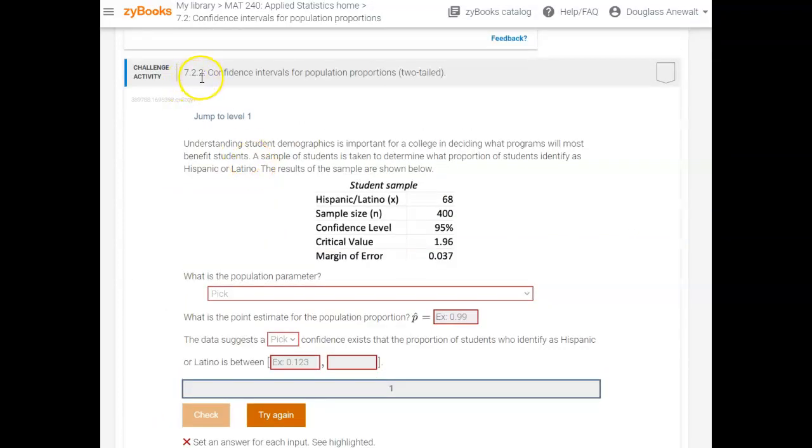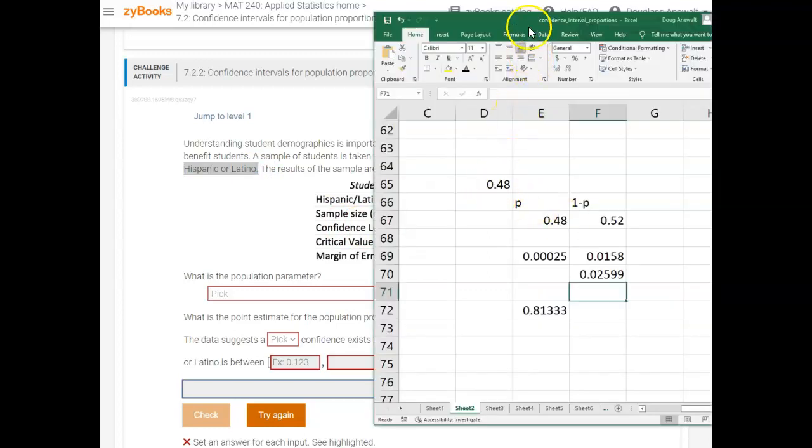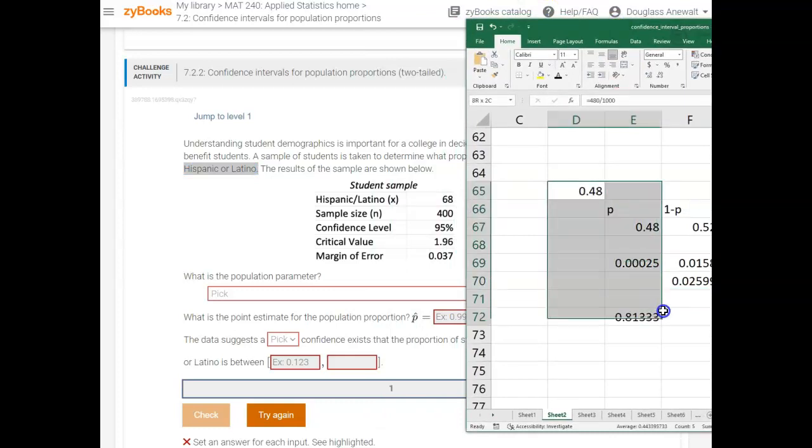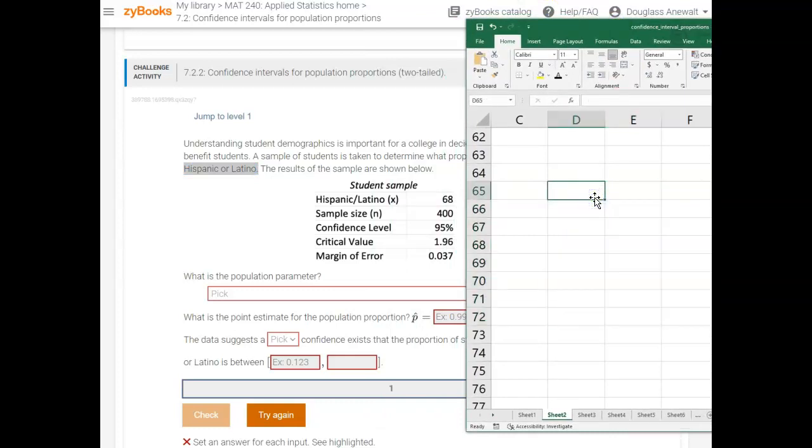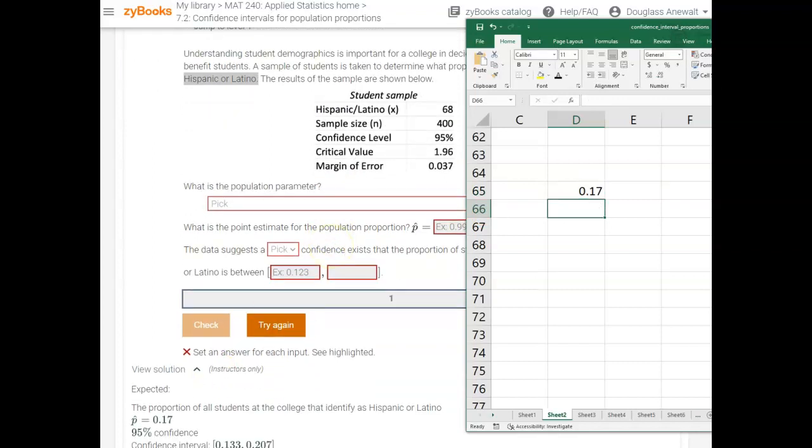For 7.2.2, now we have a two-tailed here. What proportion of students identify as Hispanic or Latino? That's the context here. Our sample size, 400 people we polled, 68 said Hispanic or Latino. So coming over here, let's delete this work. But again, just calculating that sample proportion. So 68 out of 400. 0.17, that is our point estimate for the population proportion, what we just calculated.